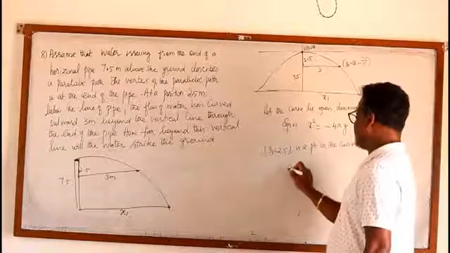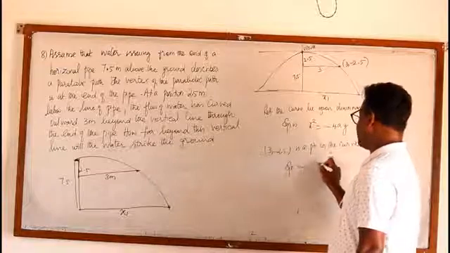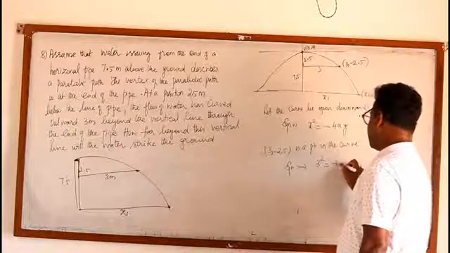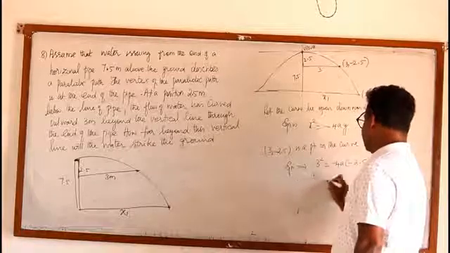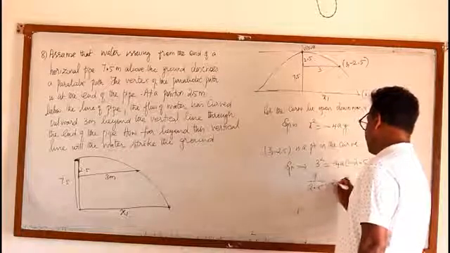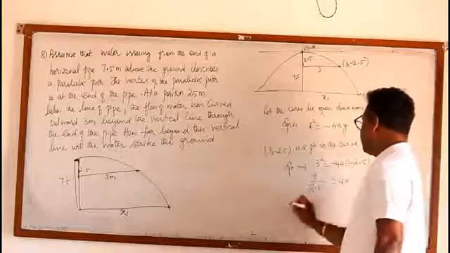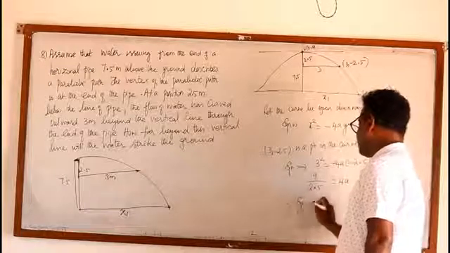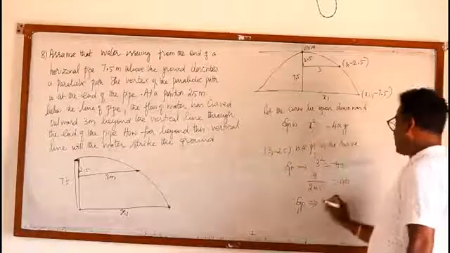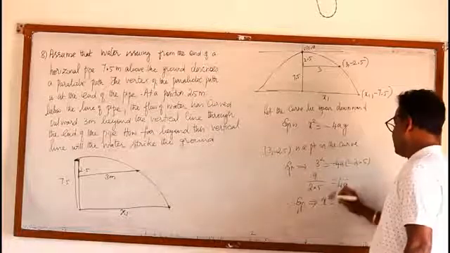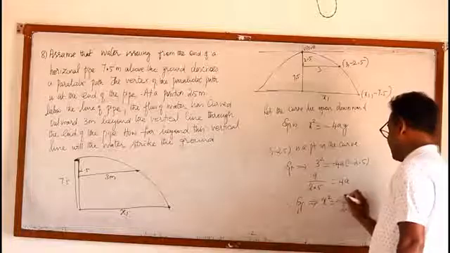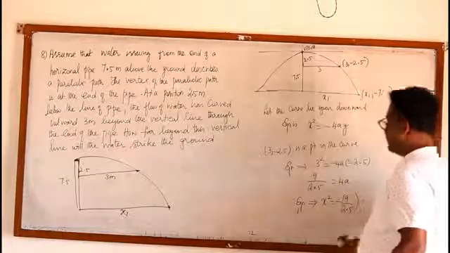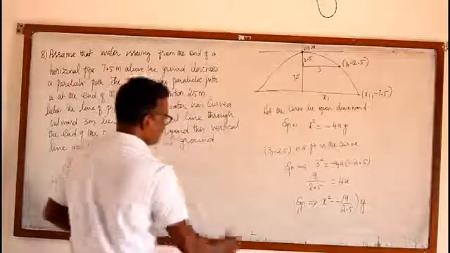Then the equation becomes x is 3 square equal to minus 4a into minus 2.5. So it is 9 by 2.5 equal to 4a. Therefore, the equation becomes x square equal to, instead of 4a, that is minus 9 by 2.5 into y. This is the equation of the parabola.